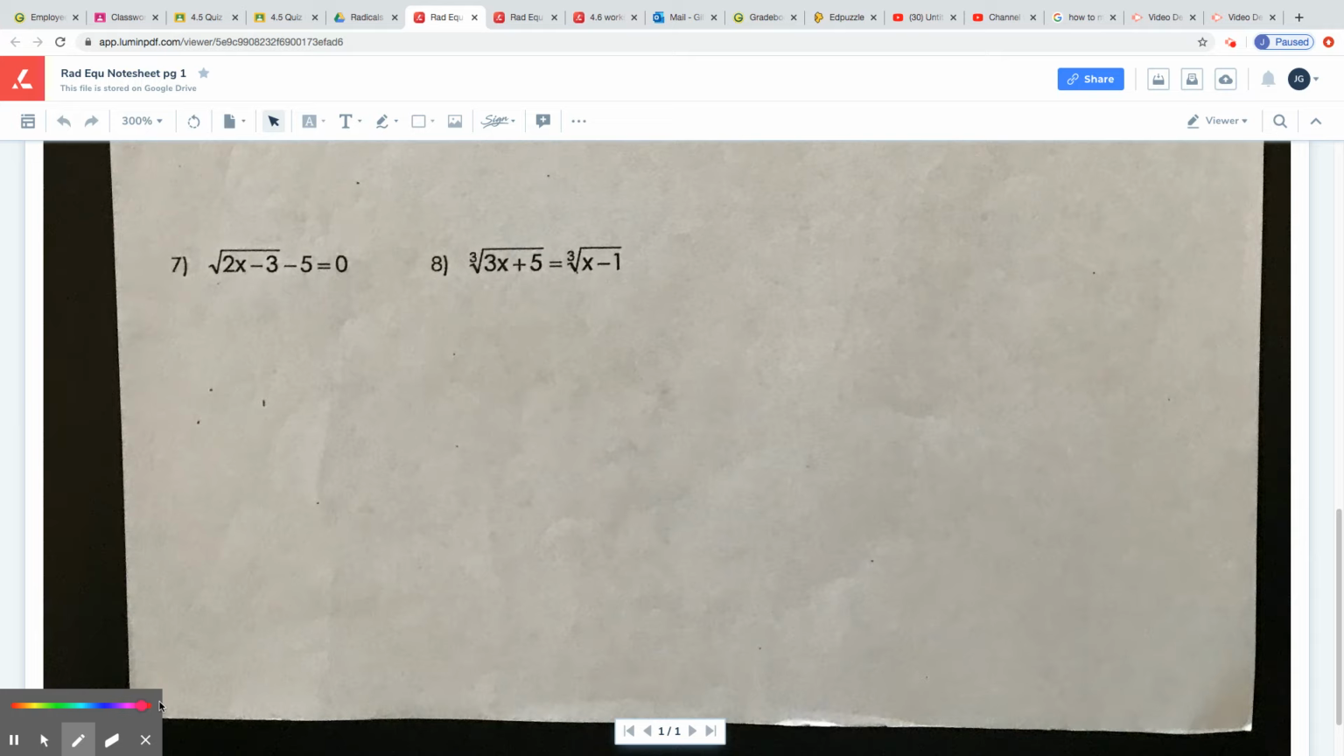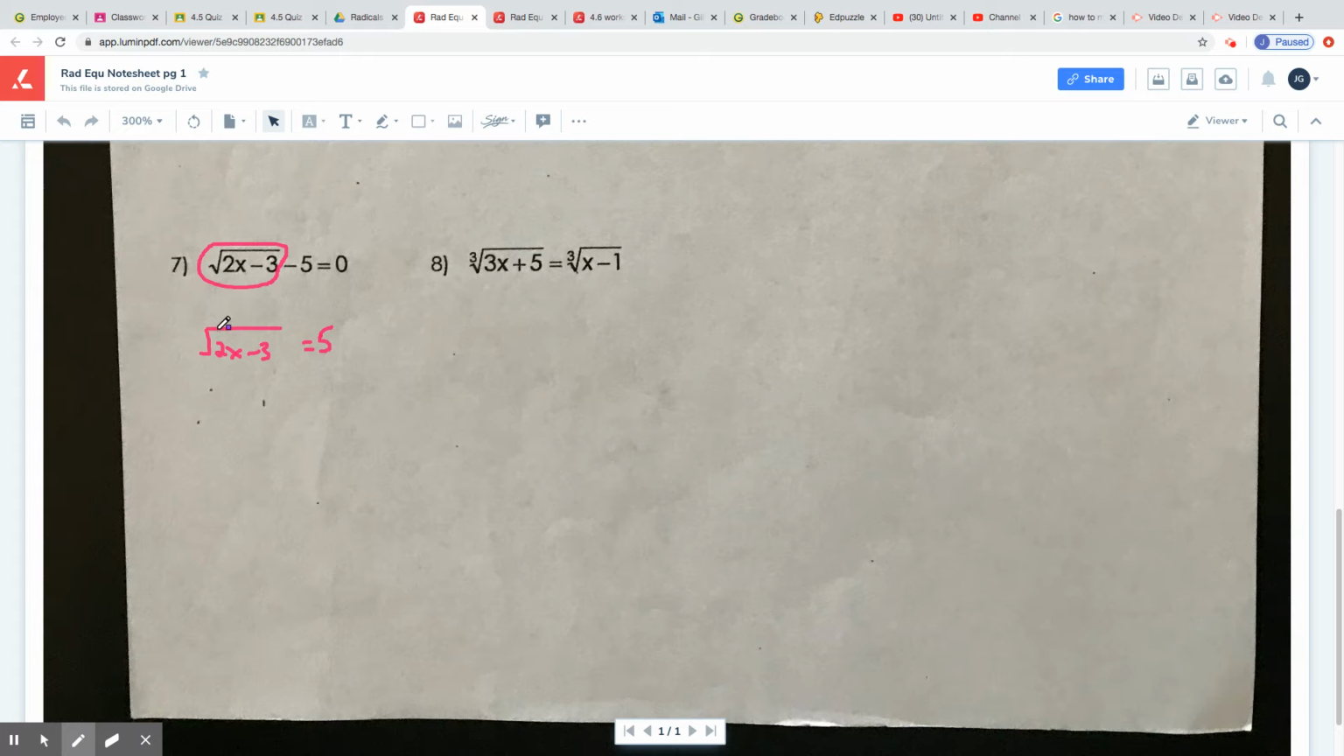Now, basically there will be two types of problems. Either we're going to have a radical on just one side of the equation, or we have radicals on both sides. What we want to do here, in number 7, is just like before: we want to isolate this square root. Just like if we had 2x minus 3 quantity squared, we want to isolate that first. That's what we do with the square root here. So we're going to add the 5 to both sides, and we have the square root of 2x minus 3 is equal to 5.